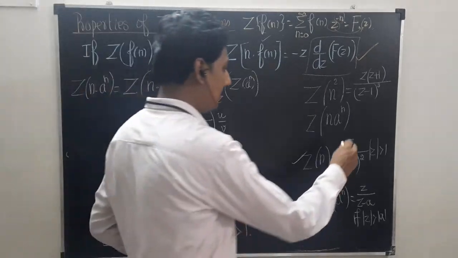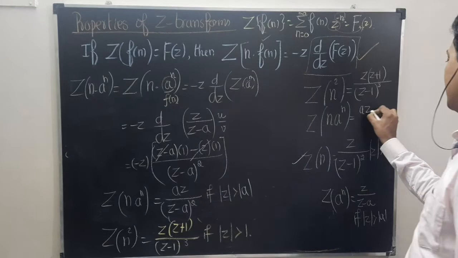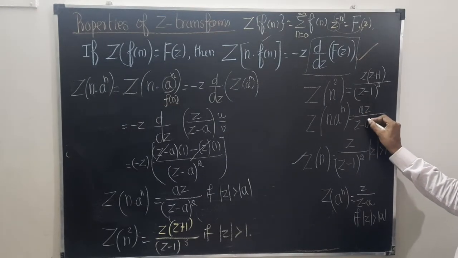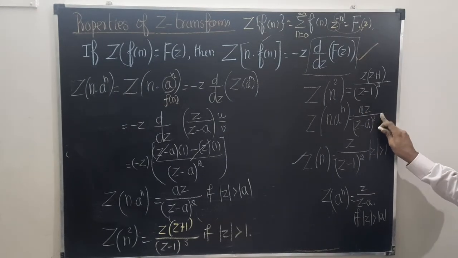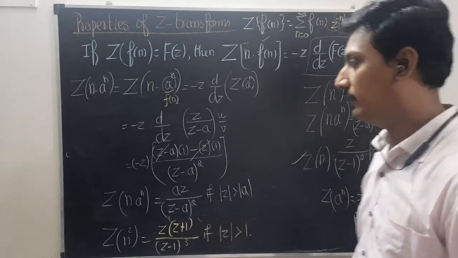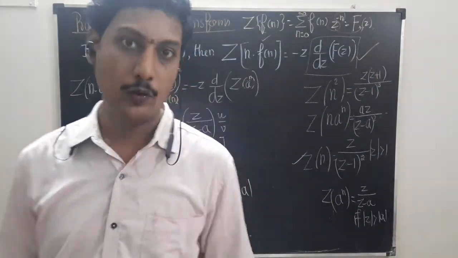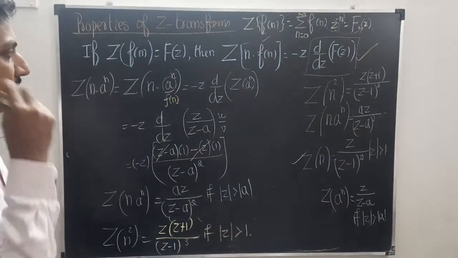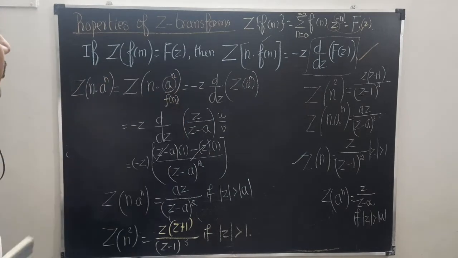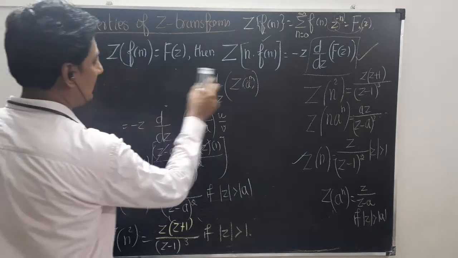So the answer is very simple. Once we know this result, we can generate as many results as we require. So this is n into a power n. Got it? I hope you understand this concept. And with the help of the Z transform of n into f of n, we can get even some more ideas.